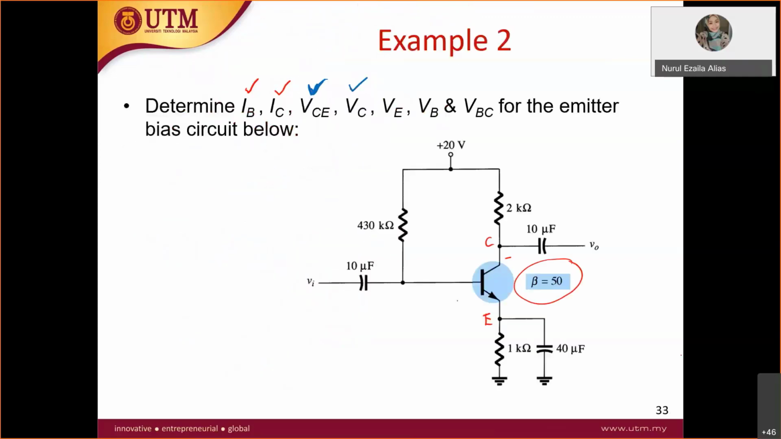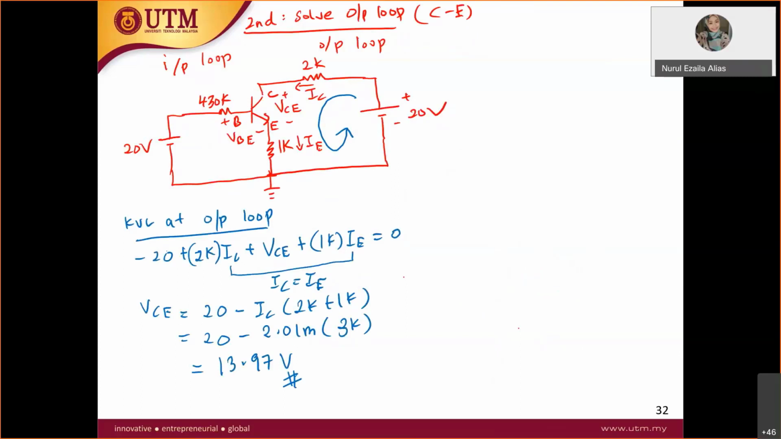So next is VC. If you want the simplest way, since you already know VCE, you know that VCE is equal to VC minus VE. Or if you look at the circuit to find VC, it is the total voltage from this node to the ground. You can see VCE and also VE. So here VCE you already have, the value 13.97.